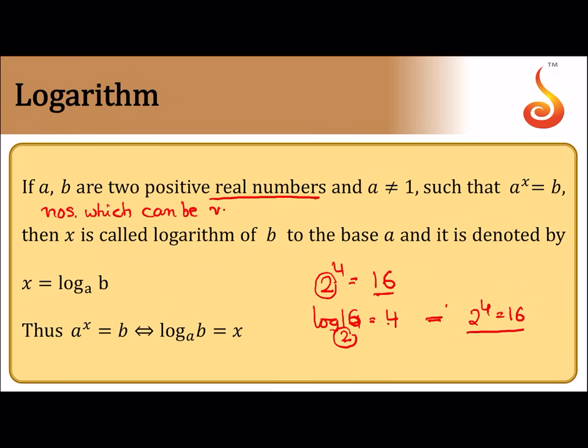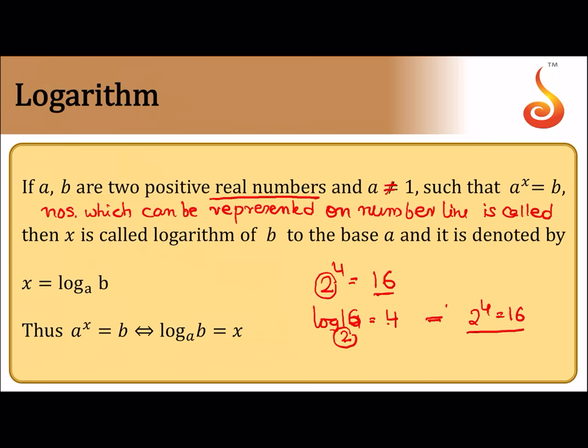Numbers which can be represented on the number line are called real numbers.